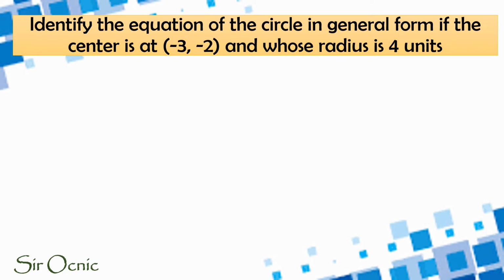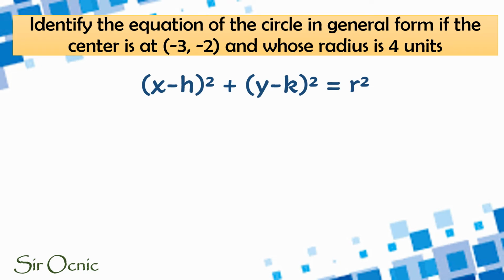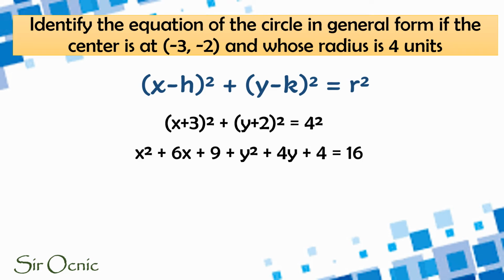Identify the equation of the circle in general form if the center is at (-3, -2) and whose radius is 4 units. By rewriting in a center radius form, using the values of h, k, and r, we will then have (x + 3)² + (y + 2)² = 4². Expanding the two binomials, we will then have x² + 6x + 9 + y² + 4y + 4 = 16.